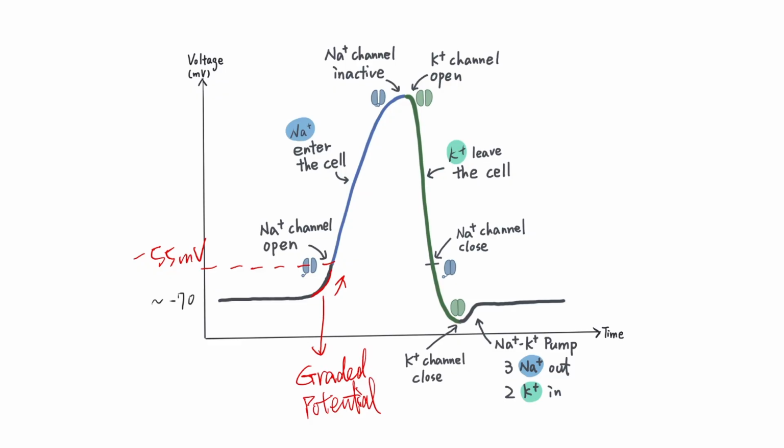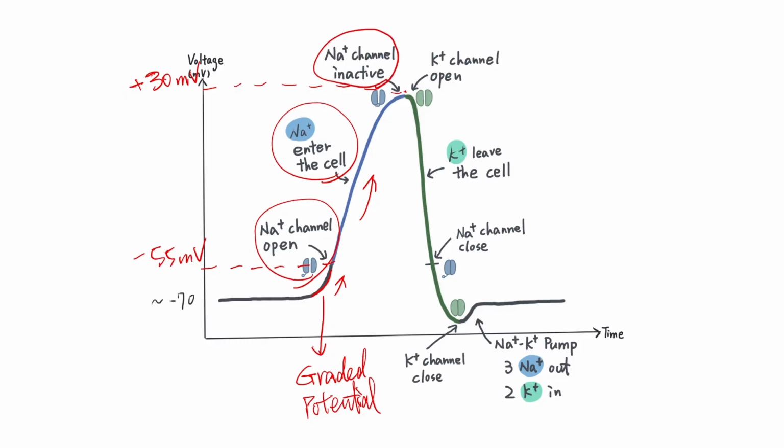Once it reaches minus 55 millivolts, it opens the sodium channel. When the sodium channel is opened, the sodium ions enter the cell because you have more sodium ions outside of the cell than inside of the cell. So the voltage inside of the cell increases. When it increases to about positive 30 millivolts, the sodium channel becomes inactive. So the sodium cannot move across the channel anymore.